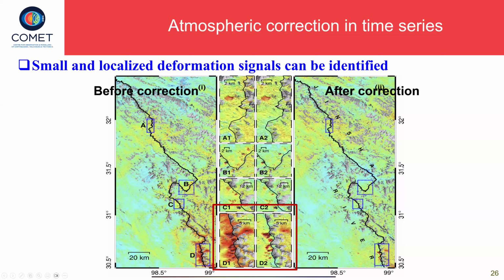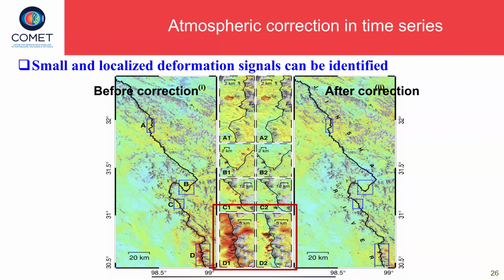see the landslides are contaminated by the tropospheric error. All you can see is the red signals. You can hardly identify landslides in this figure. But after correction, you can clearly see those landslide signals stand out. You can identify and locate those landslides much more easily after correction. So there's another benefit of doing atmospheric correction.